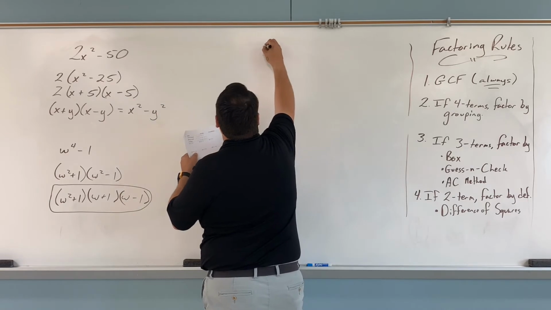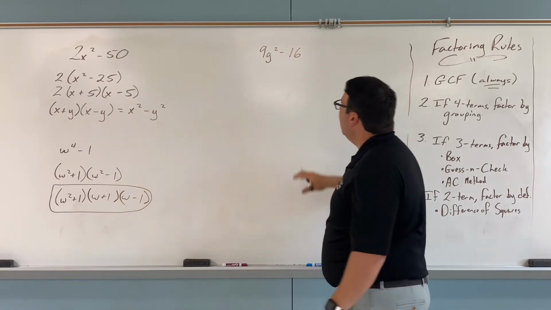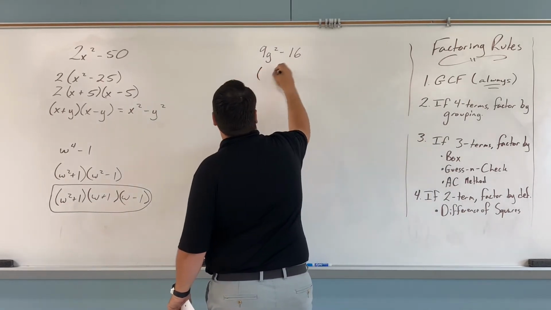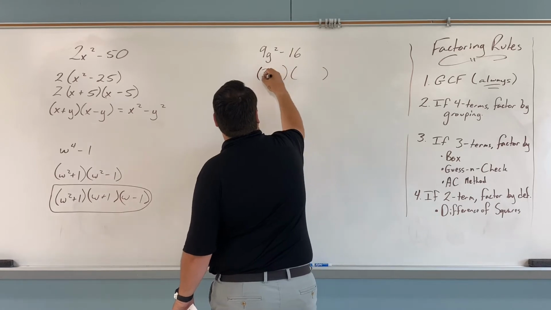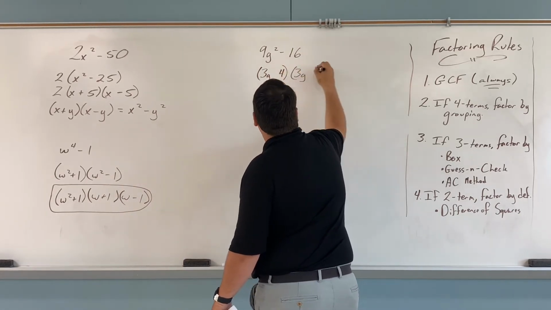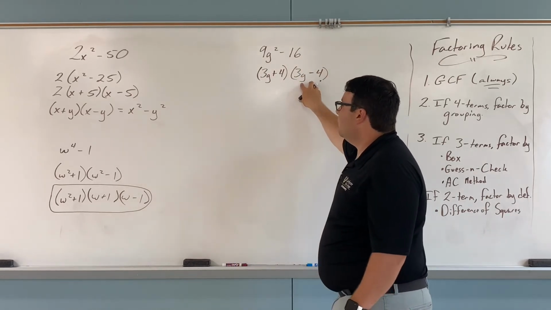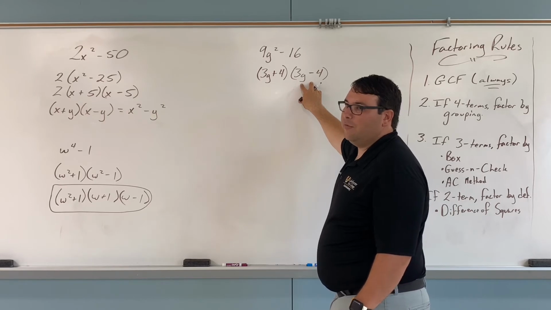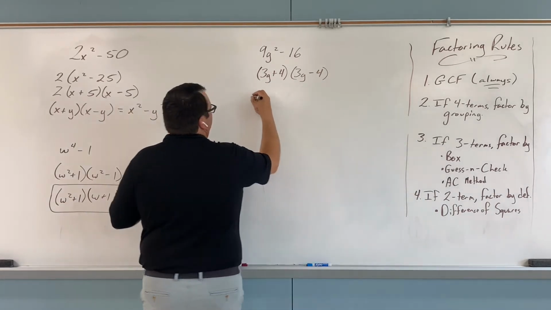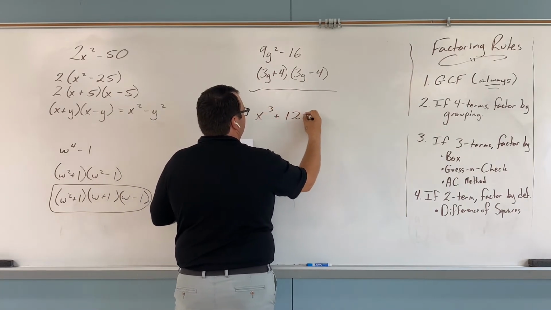So the next problem that I have is 9g squared minus 16. Perfect square, so I'm going to go ahead and factor these down. I see 3g, 3g. 16 breaks down to 4 and 4, signs positive and negative. Can this break down more? No, it's not a difference of perfect squares. Leave it alone. All right, great. What about this next one? X cubed plus 125.